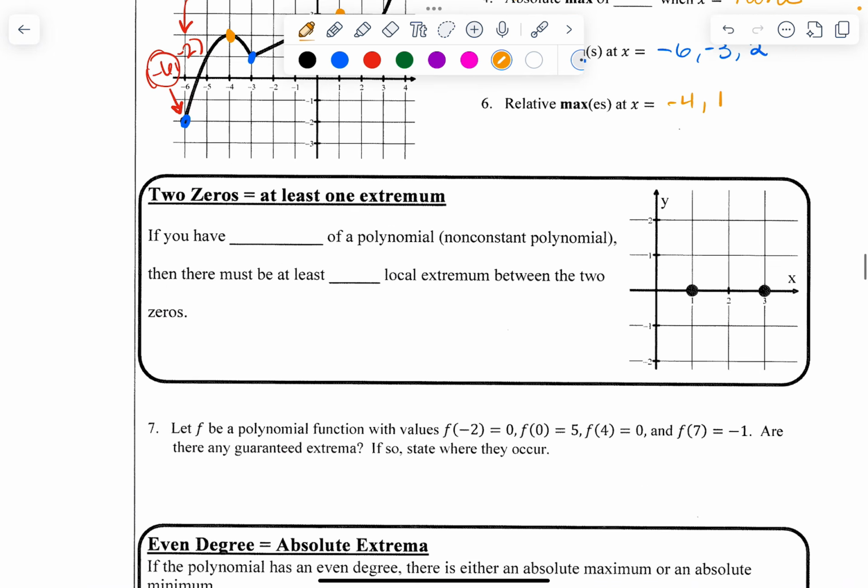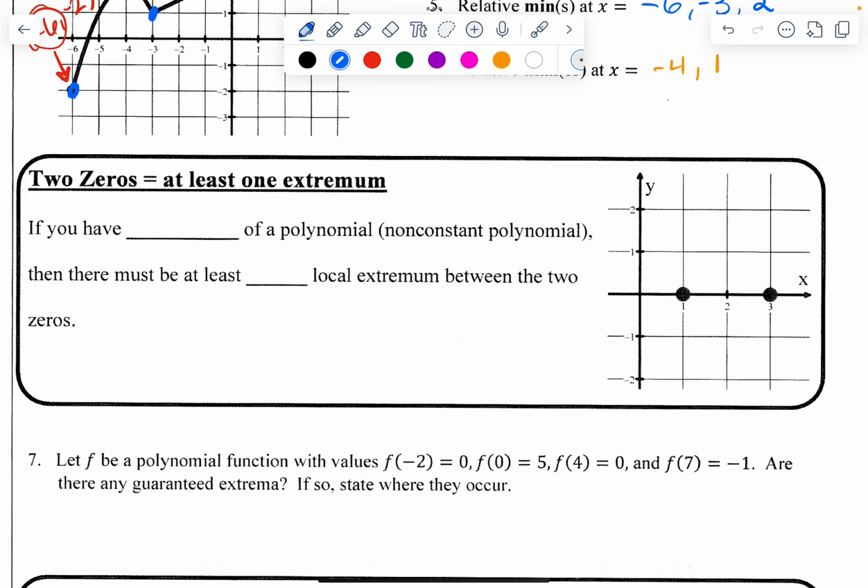All right, let's talk about what happens in between two zeros. If you've got two zeros, they happen on the x-axis. What's got to happen in between them if it's a continuous function? If we have two zeros of a non-constant polynomial, then there must be at least one local extrema between those two zeros. And here's what this means. We're going to do a couple examples here, so I'll use some different colors. Let's say we have one function where it goes from below and it's increasing. The only way I can take this function through the other zero is if it starts to decrease and then goes this way.